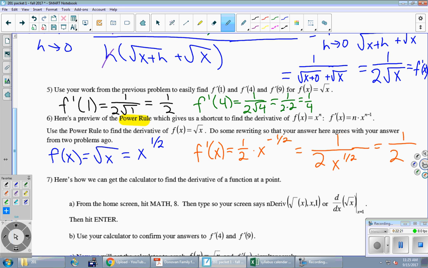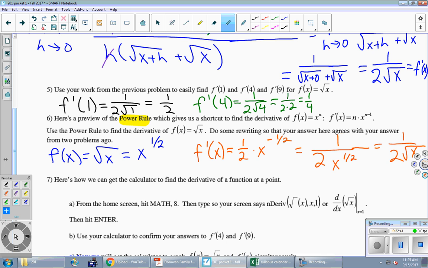But x to the half really means there's a radical. So this is just the square root of x, right? And 1 over 2 square root of x, that was the right answer. We got to the right answer in the only way we know how. But very soon, we're going to have a bunch of shortcuts that allow us to zip to the answer quite quickly. So that's the first one we'll see.